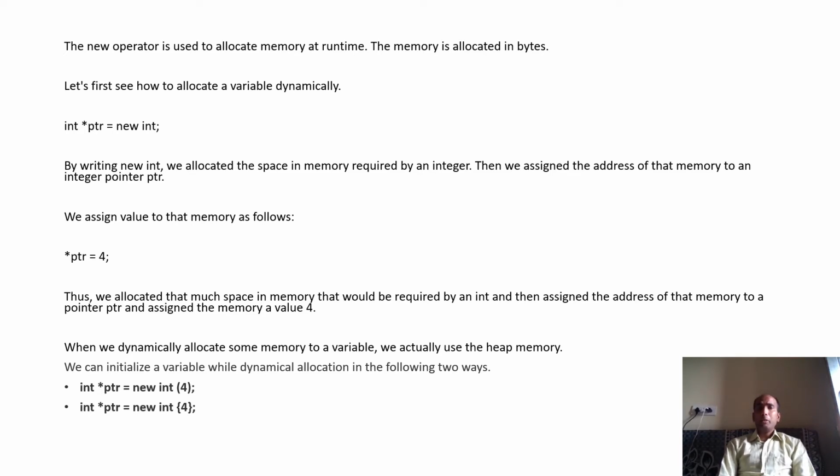When we dynamically allocate memory to a variable, we use heap memory, as I said. You can initialize it at the time of declaration, at the time of dynamic memory allocation also. So int pointer ptr = new int(4). Here ptr will contain the address of the memory where the value 4 is stored.